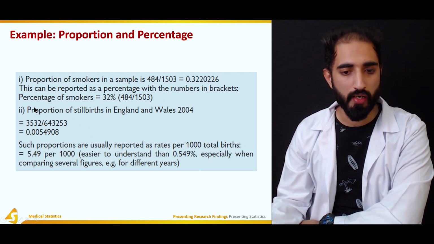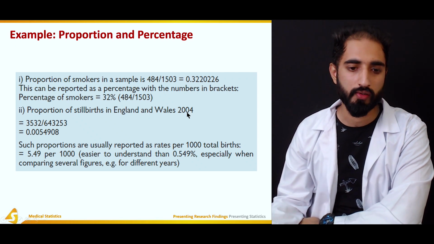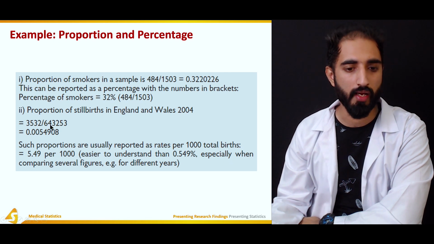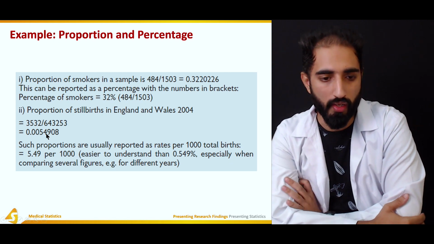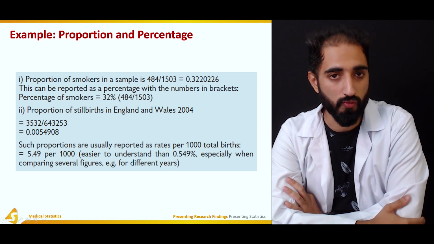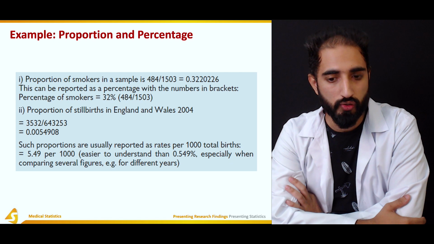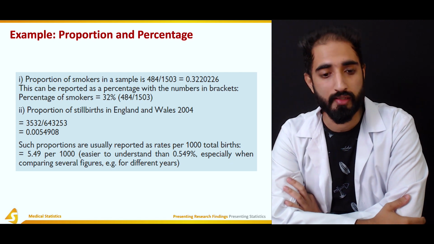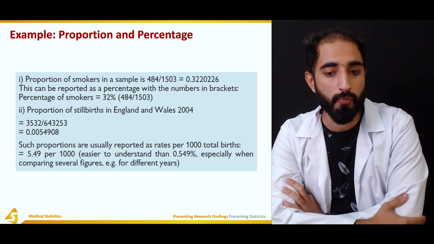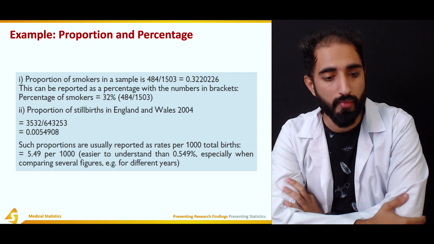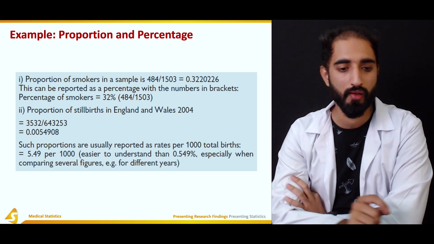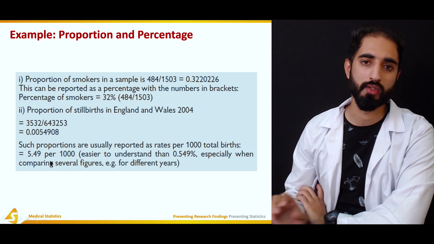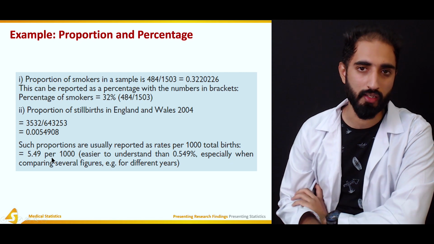Proportion of stillbirths in England and Wales. So 3532 divided by 643, so 0.005. So now it is very small. Even if we convert it into a percentage, it would still be in decimal places. So why not present it as a rate per 1000 total births? So it would become 5.49 per 1000 total births. So it becomes very easy to understand and once again clutter-free and easy on the eyes.